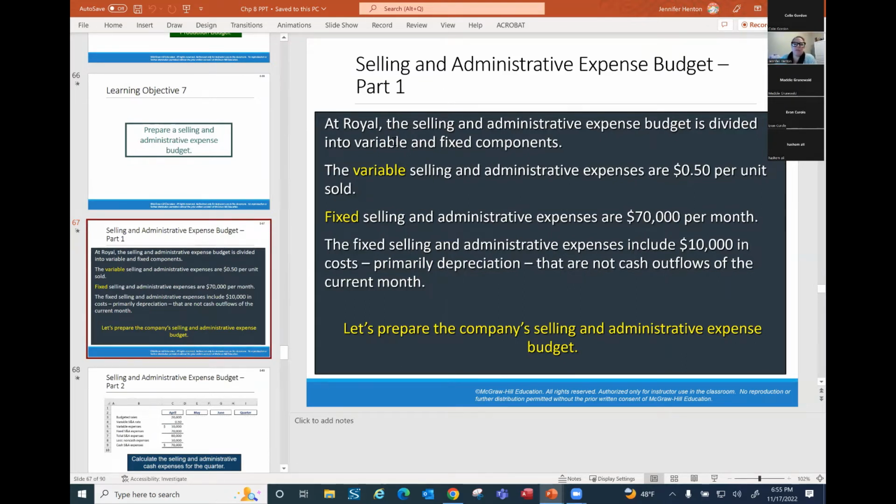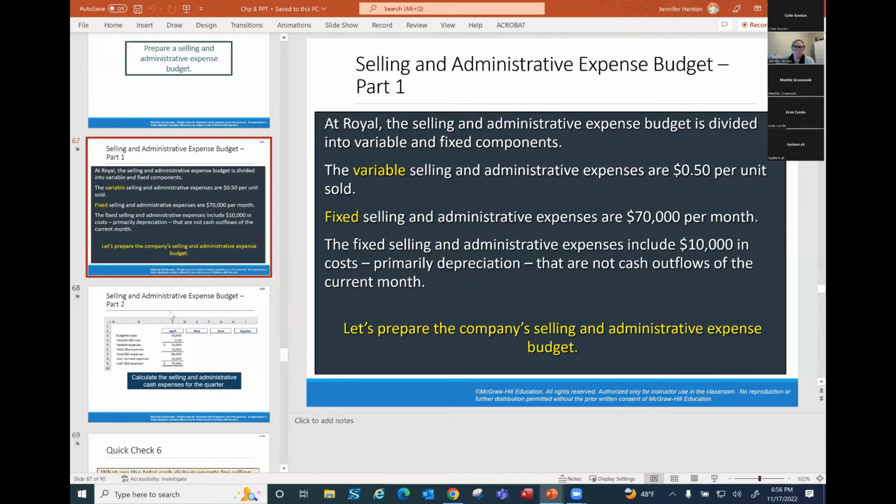Okay, so now we have selling and administrative expenses. So at Royal, the selling and administrative expense budget is divided into variable and fixed components. Variable selling expenses are 50 cents per unit sold. Fixed selling and administrative is 70,000 per month. So it tells us 10,000 of that cost is primarily depreciation, and that there are no cash outflows for that month, that $10,000.